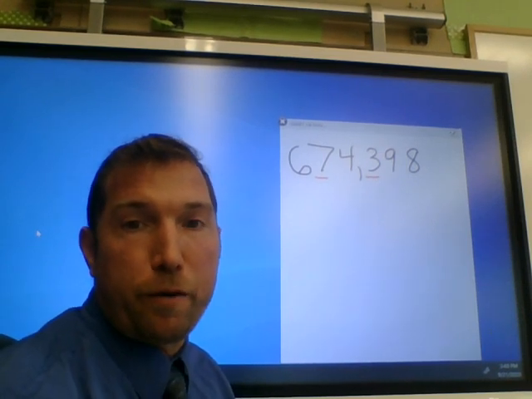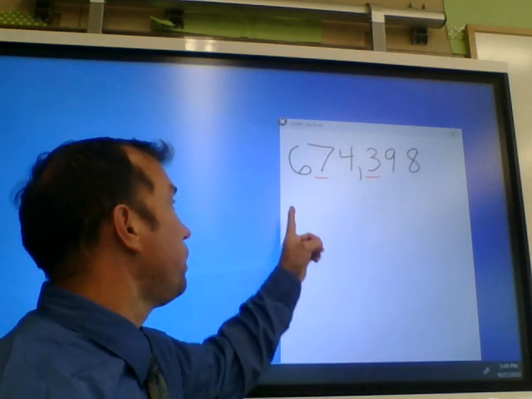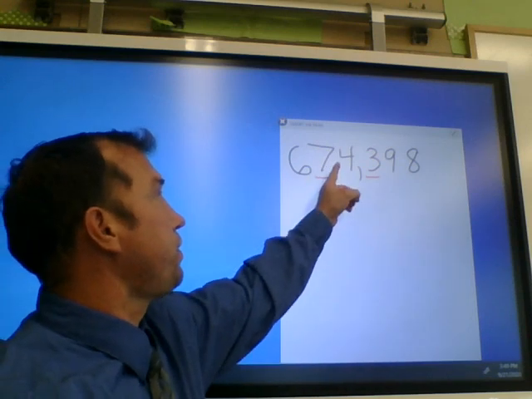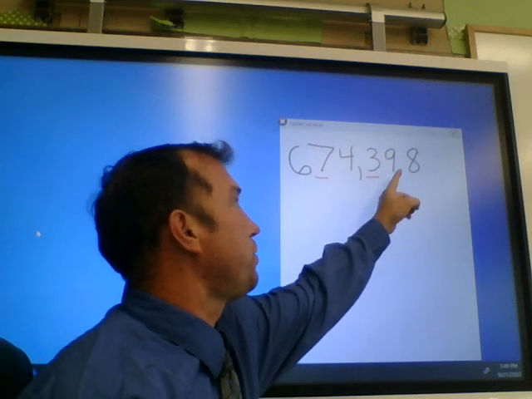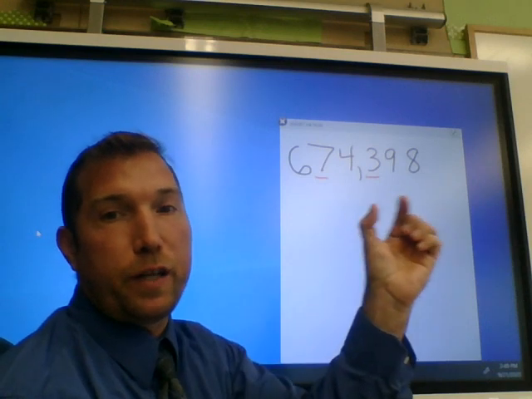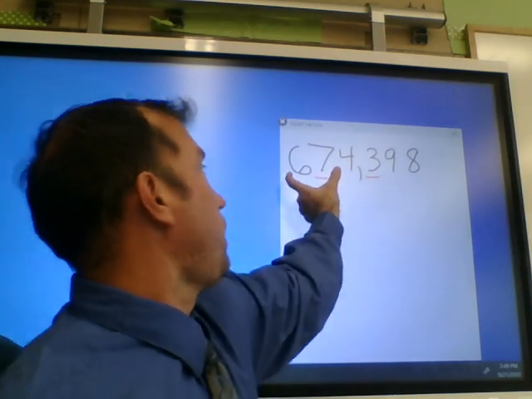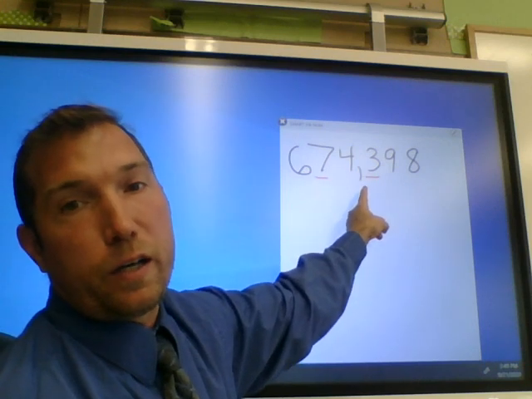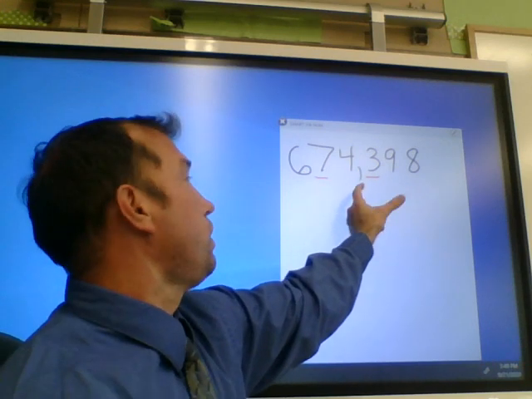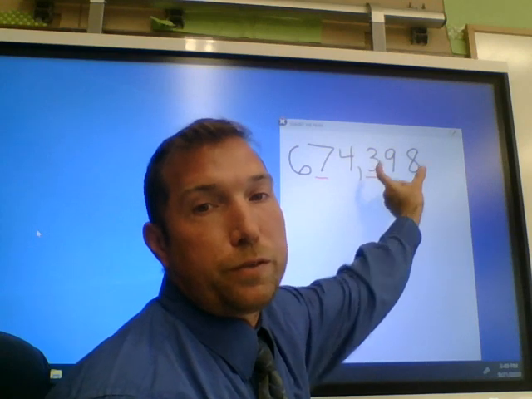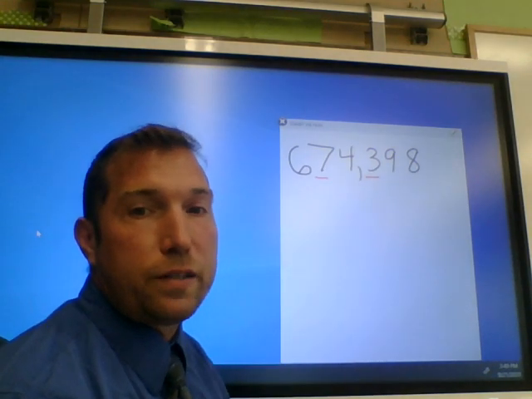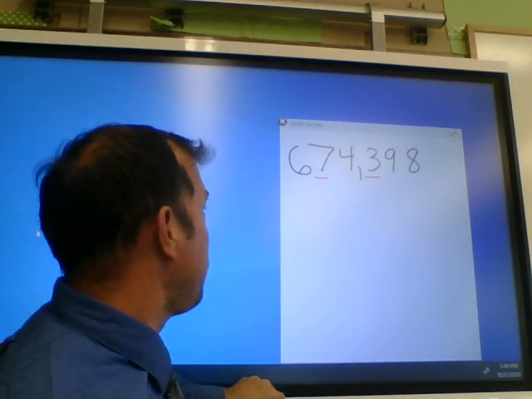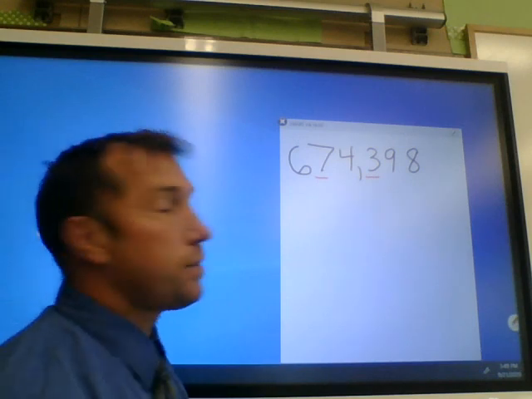So if I'm looking at my first example here, I have the number 674,398. And you just kind of read them in clumps of three. I have the number 674. When I get to the comma, I say the word thousand. Then I read my next clump of three, which is 398. I want to know what is the value of the seven. And all you really have to do here is some counting.